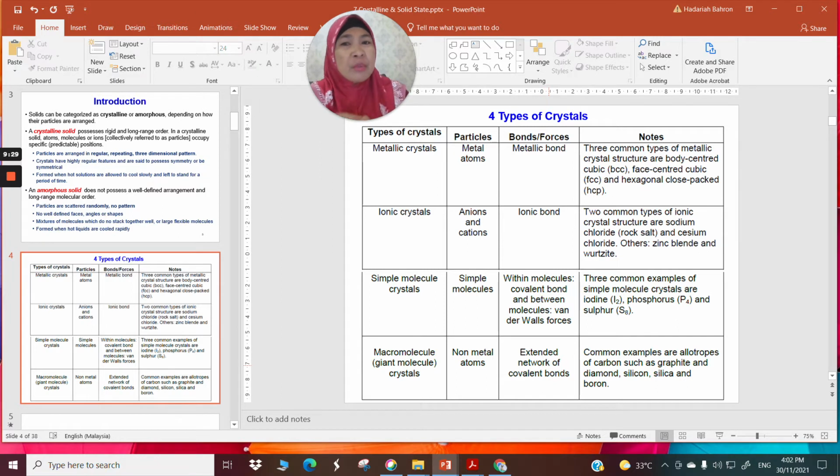Yeah, you're going to have covalent bonds coming from this end of the crystal to the other end of the crystal so far away. And the common examples of macromolecules are allotropes of carbon. So who knows what the allotropes of carbon are? Of course, you have your graphite and your diamond. What are allotropes? I'm going to go through that with you in the next lecture. You can have graphite, diamond, silicon, silica, and boron. Those are examples of macromolecular crystals.